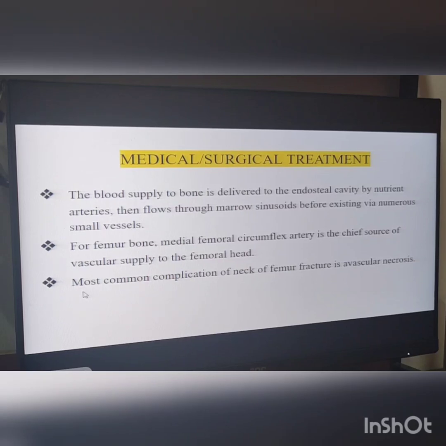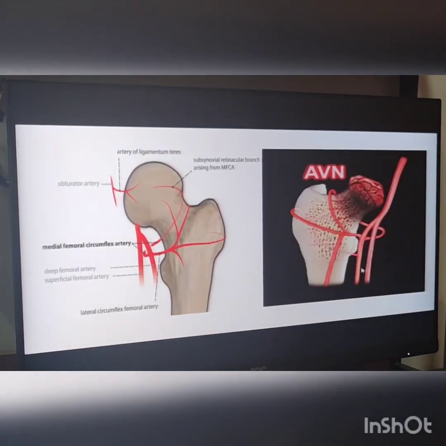Okay, the most common complication of neck of femur fracture is avascular necrosis. This is very important, avascular necrosis. Now we're going to see the anatomy in the picture. It is very clear. You can see the medial femoral circumflex artery. This is the artery which goes to the head of the femur. If this one is cut or the blood supply is blocked, the head can easily become necrotic, which is the condition we call avascular necrosis. It's a common complication in neck of femur fracture.